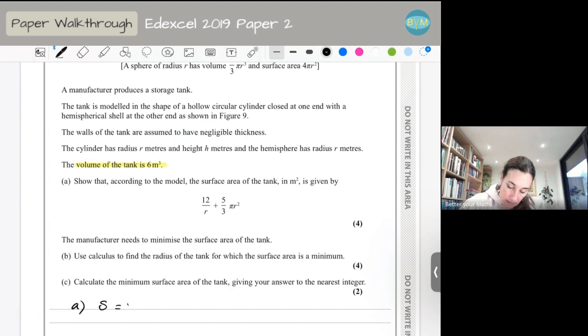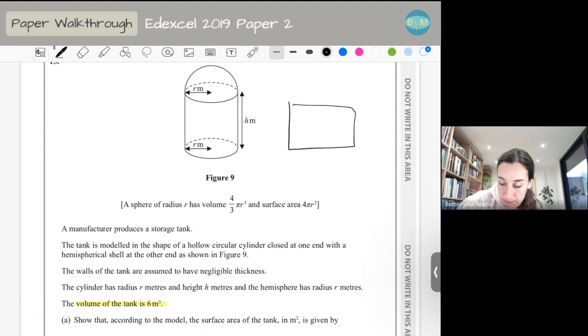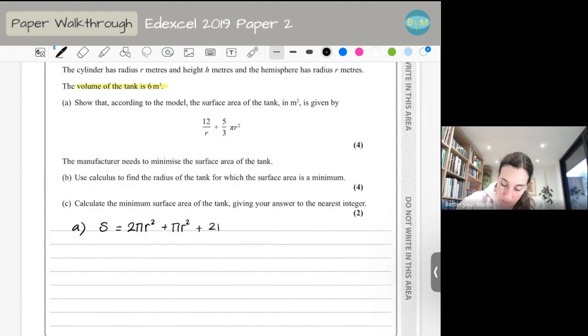The surface area is going to be 2 pi r squared. Then you have the bottom lid, which is just a circle, so plus pi r squared. And then you have the cylinder surface. Remember, the surface area of a cylinder is a rectangle. So if you open that, you have a rectangle. This is h, and this is the length of the circle, which means the area is going to be 2 pi r h. So plus 2 pi r h, which is 3 pi r squared plus 2 pi r h.